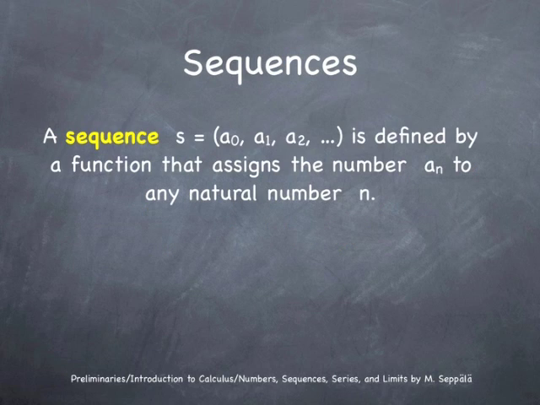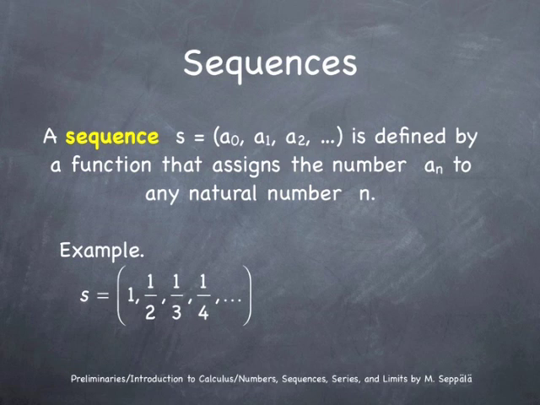A sequence of numbers is defined by a function from the set of natural numbers to real numbers. So a sequence is simply a sequence of numbers, one following the other, a0, a1, a2, and so forth. These numbers may be just any numbers. Sometimes the sequence starts from the value n equals 1. That is usually for notational convenience.